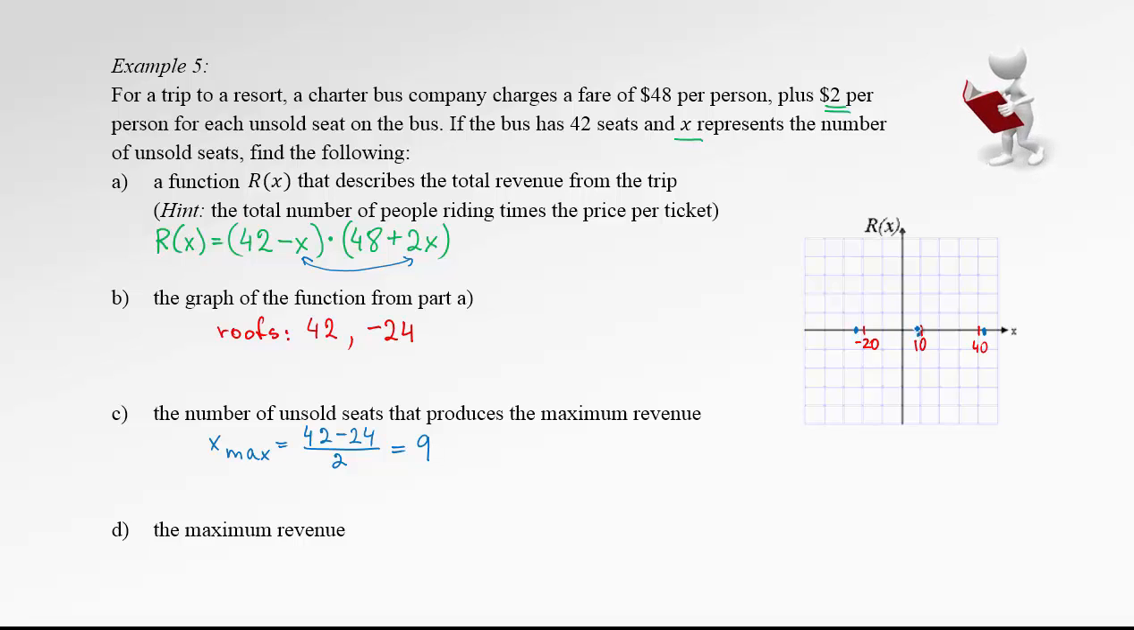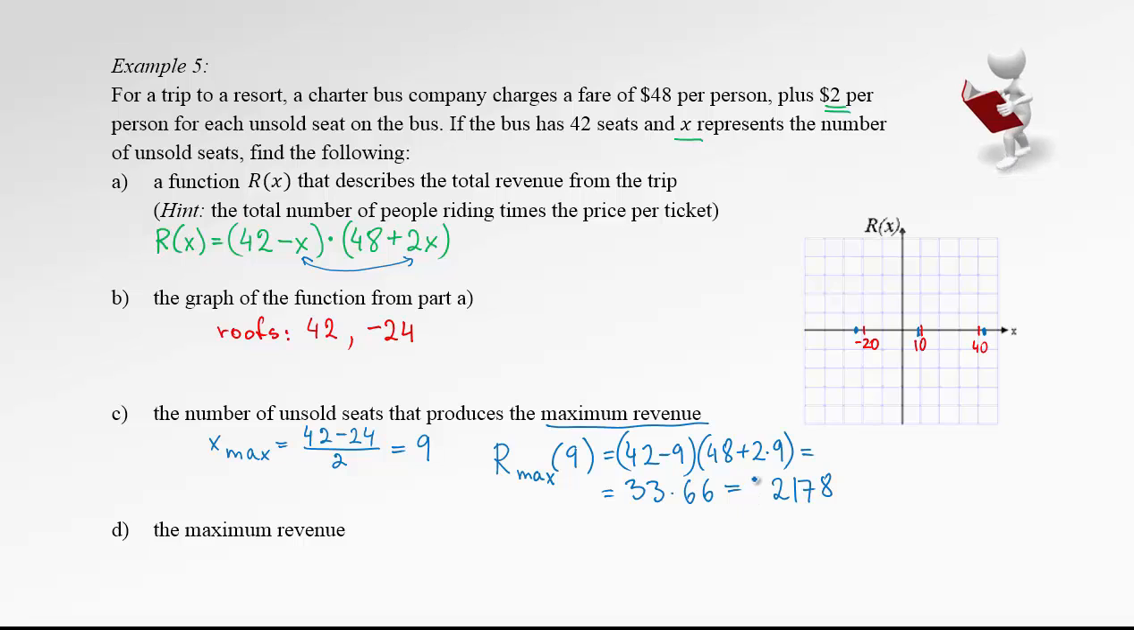And 9 is positioned somewhere here. That's the midpoint, right? Now, to figure out the maximum revenue, we need to evaluate our function R, that will be the maximum value, at the point 9. So we go (42 minus 9) times (48 plus 2 times 9). Okay, that gives us 33 times 66, which is 2,178, and that's in dollars, right? That's the maximum revenue for the trip.